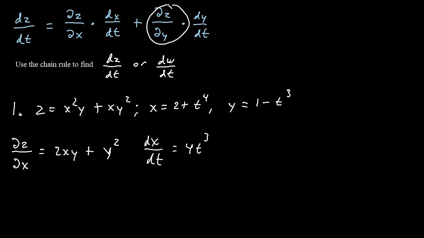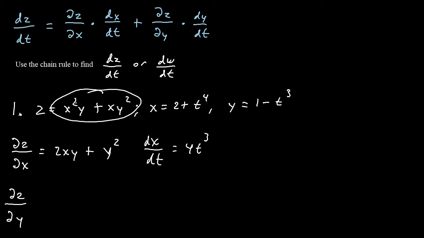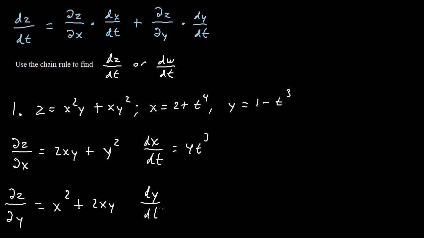Now the partial derivative of z with respect to y. Now we derive this treating y as the variable and x as the constant. So the derivative of x squared y is simply x squared plus, now the derivative of xy squared, the derivative of y squared is 2y, so we have 2xy. Now dy/dt, as shown in the last bit of the formula, is going to be the derivative of the y equation with respect to t. And so the derivative of 1 minus t cubed is simply negative 3t squared.